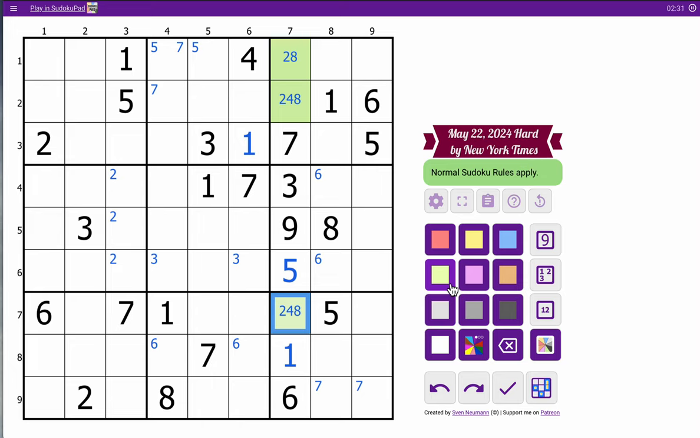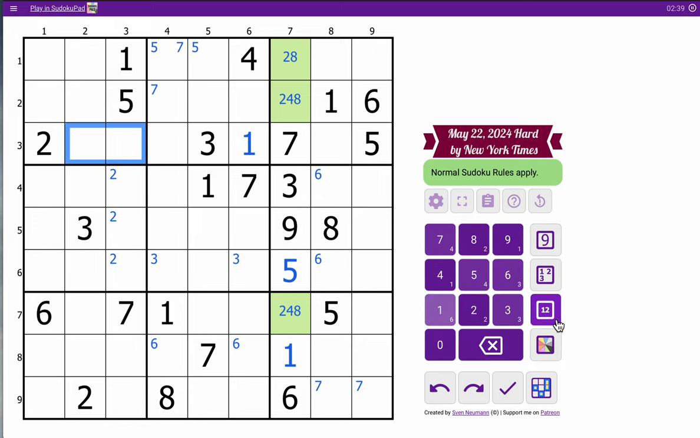Okay, row 3. I have 1, 2, 3, 5, 7. I need 4, 6, 8, 9. Those two can be any of the digits. This one can't be 4 or 8. This one can't be 6 or 8. That doesn't tell me anything useful other than 8 is one of those two.